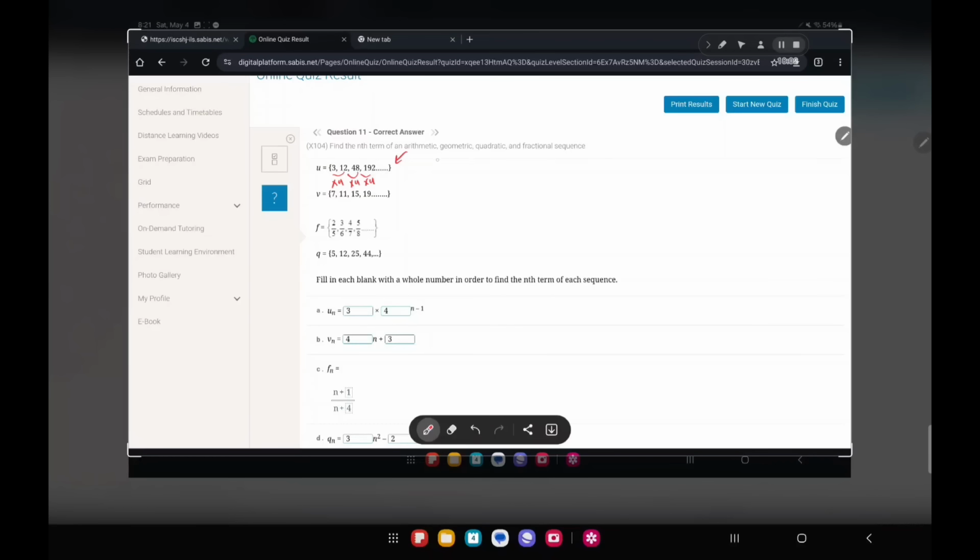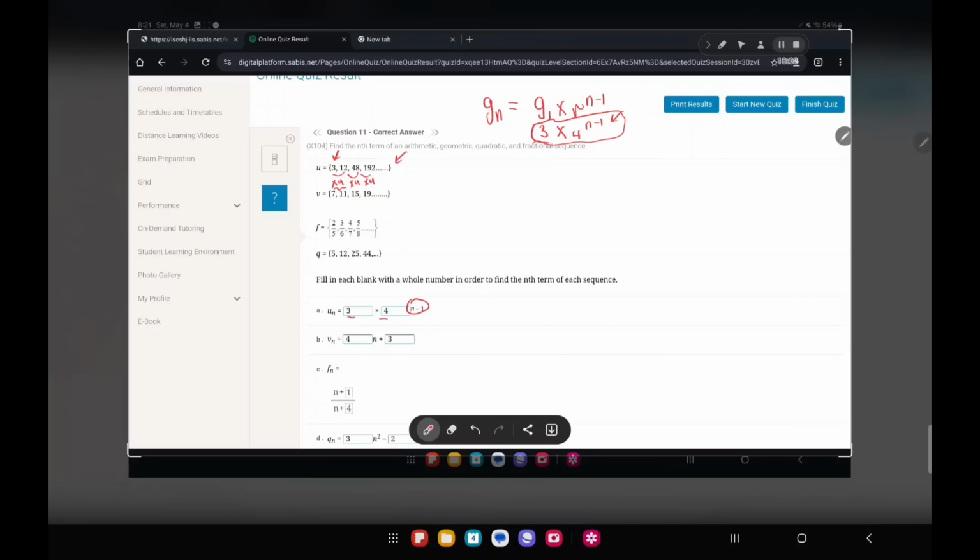I'm not going to rewrite the formulas from last week, but for any geometric progression, the general term Gn is always G1 times r to the power of n minus 1. So the first term is 3, so we write 3 times r. What's my rate? It's 4 to the power of n minus 1. N minus 1 just stays. So my general term is 3 times 4 to the power of n minus 1.